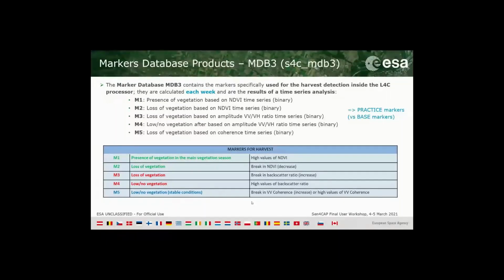And then the last one concerns the coherence, and there it's looking for an increase or high values of coherence, and if it's the case, it's the sign also of low or no vegetation on the ground and stable conditions from week to week. So this is, we can say, the second family of markers which are provided by the L4C.